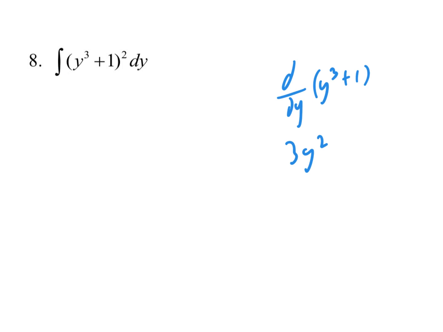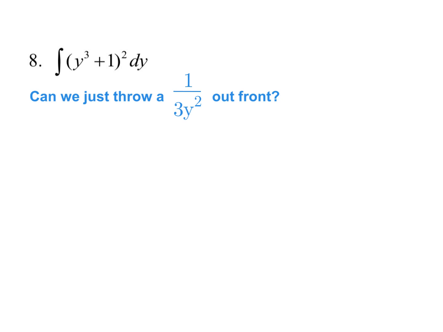Now, which leads to the next slide, right? Just like before where there was a 4 and then we did 1/4 on the outside, can you just put a 3y squared in here and then multiply it by 1 over 3y squared? That's what I was. Next one. Okay, here's number 8. Okay, so here's the question here.